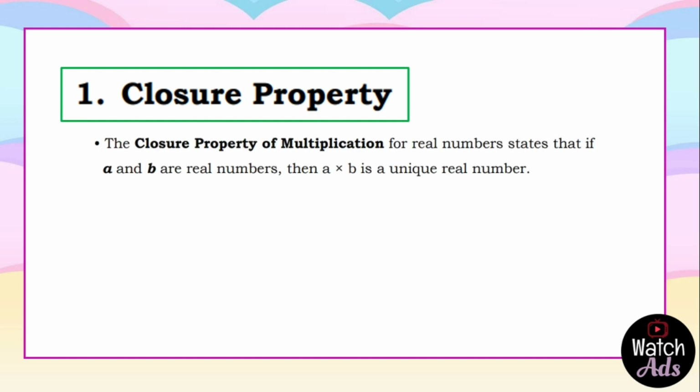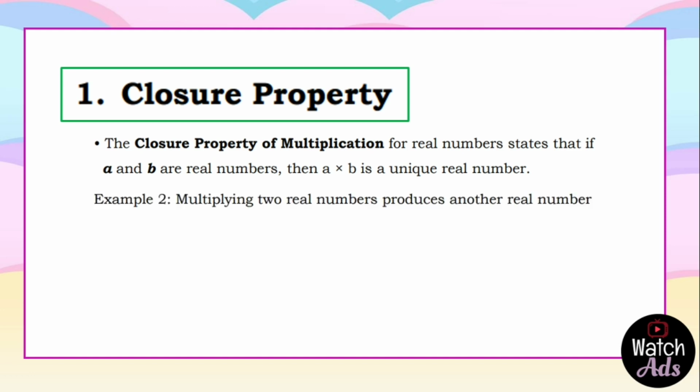The closure property of multiplication for real numbers states that if A and B are real numbers, then A multiplied by B is a unique real number. Example: multiplying two real numbers produces another real number. 26 multiplied by 12 is equal to 312. Therefore, the number 312 is a real number. The closure property is also applicable in multiplication.